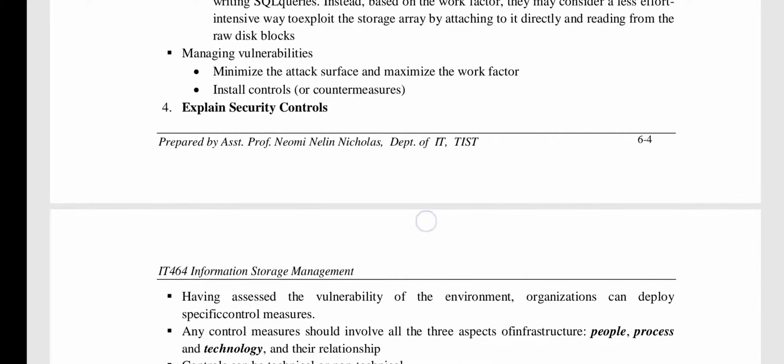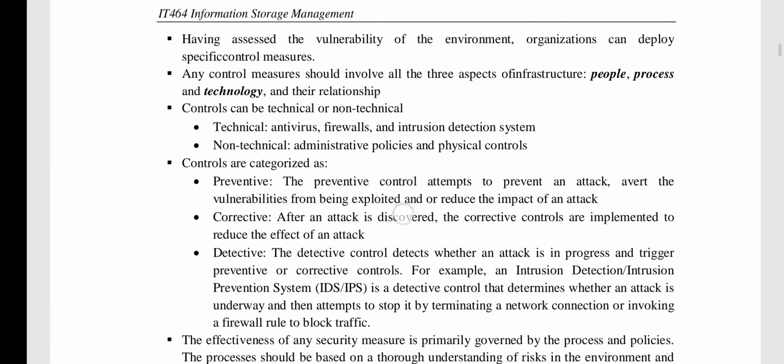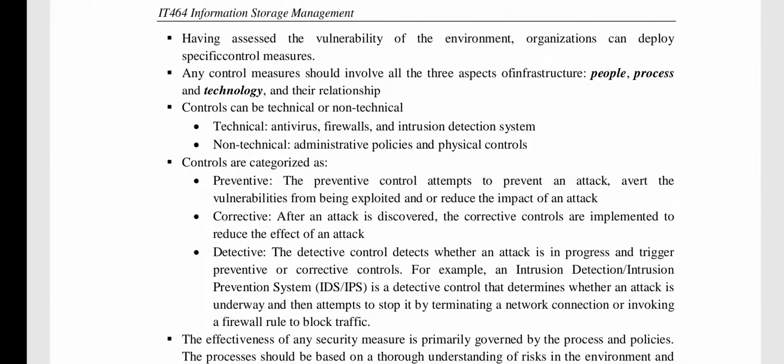Next is explain security controls. So you can see the three aspects of infrastructure. Okay, where you must implement your control measures are people, process, and technology. Okay, and the controls can be technical or non-technical. Okay, technical like antivirus, firewalls, and non-technical like administrative policies and physical controls.